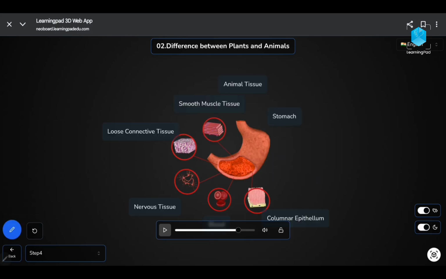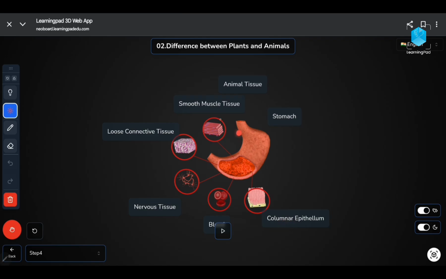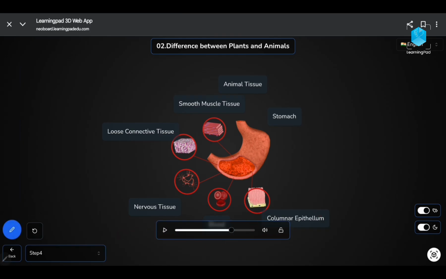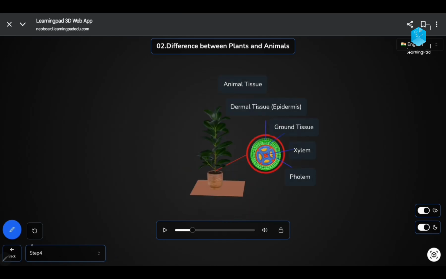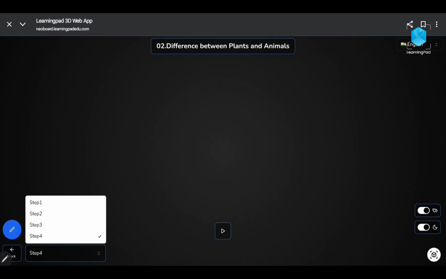Then next let us talk about animal tissue. Now in animal tissue again you see different types of tissue. You see tissues like smooth muscle tissue, then connective tissue, then nervous tissue, then blood, then columnar tissue. So in animals also we see different types of tissues, children. So let us revise this once again, reading the textbook.